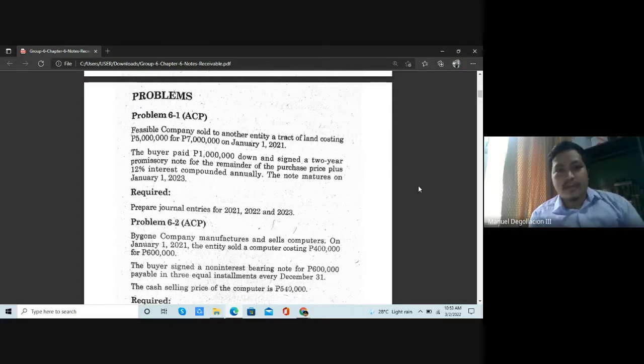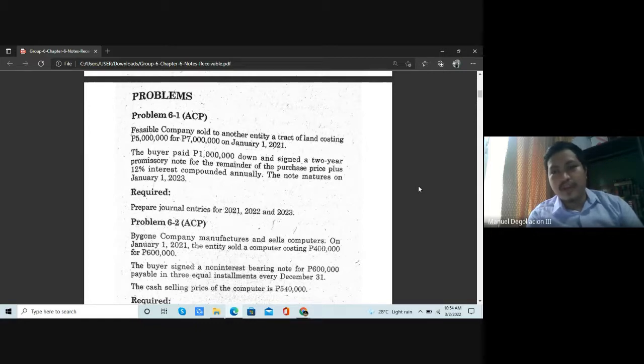If it is to be collected lump sum, let's say 5 years from now, the entire 5 million will be paid 5 years from now, then the entire 5 million will be reported as a non-current asset. But if the 5 million is to be paid in 5 installments of 1 million each, then a portion will be reported as a current asset, while others will be reported as non-current asset. Of course, the portion that will be reported as a current asset will be the portion that we expect to collect within the next 12 months or the normal operating cycle.